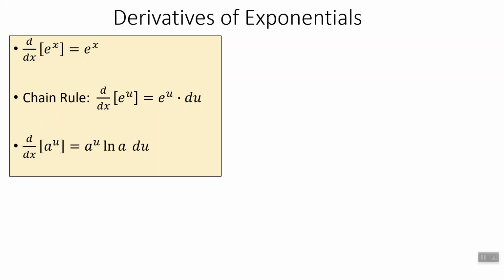But most of the time we won't just have e to the x. We'll have e raised to something, and then we've got to do it like a chain rule. So we would rewrite it, and then multiply by the derivative of the inside. If we have something there, we'd multiply by its derivative.